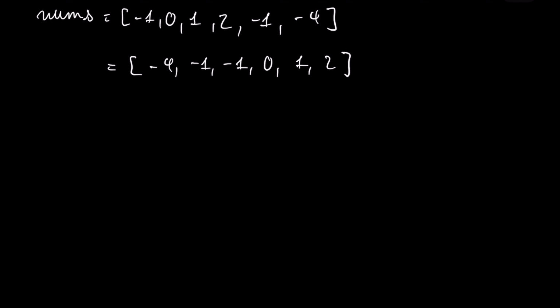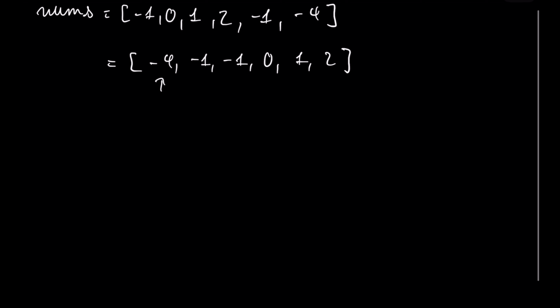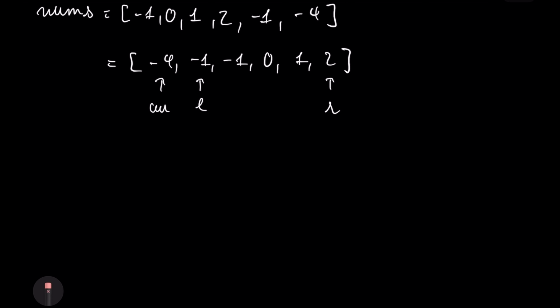Once we sort it, we will have 3 pointers. One pointer is the current pointer, then we have the left pointer, and then the right pointer. In the two sum method, we just have 2 pointers, left and right, but in this case we will need 3 pointers to bring down the time complexity. When we have 3 pointers like this, we can add up the numbers at each pointer.